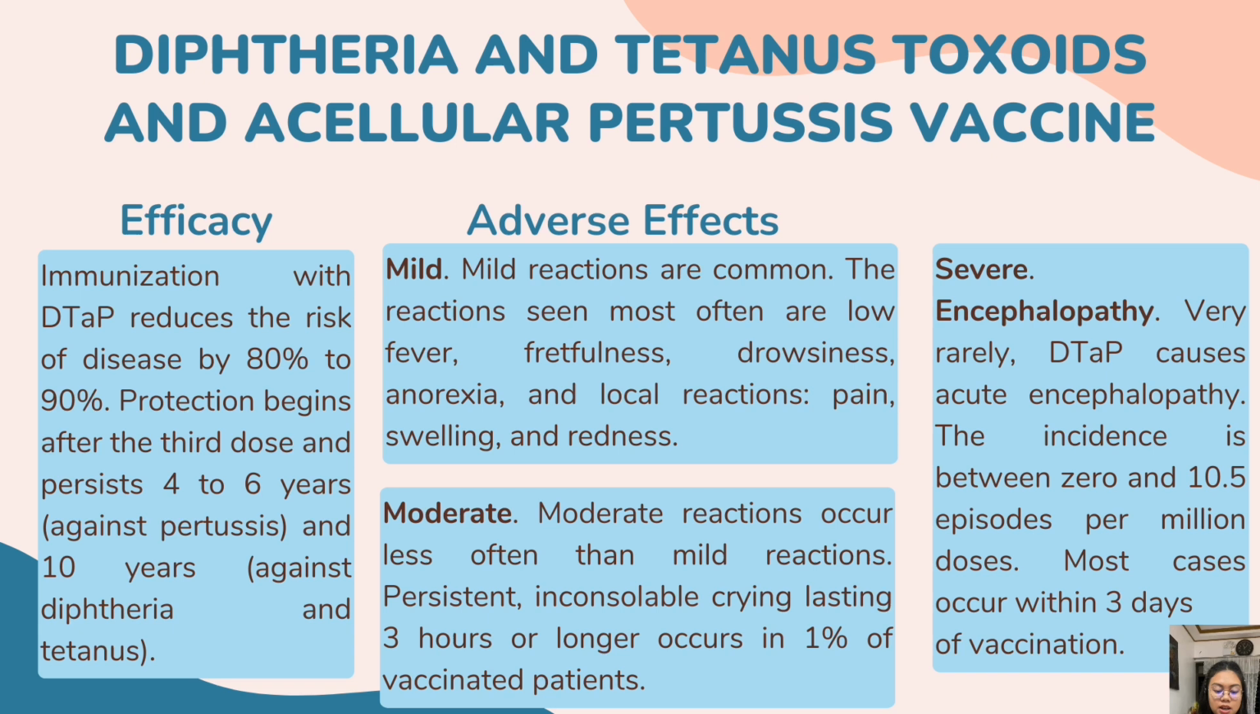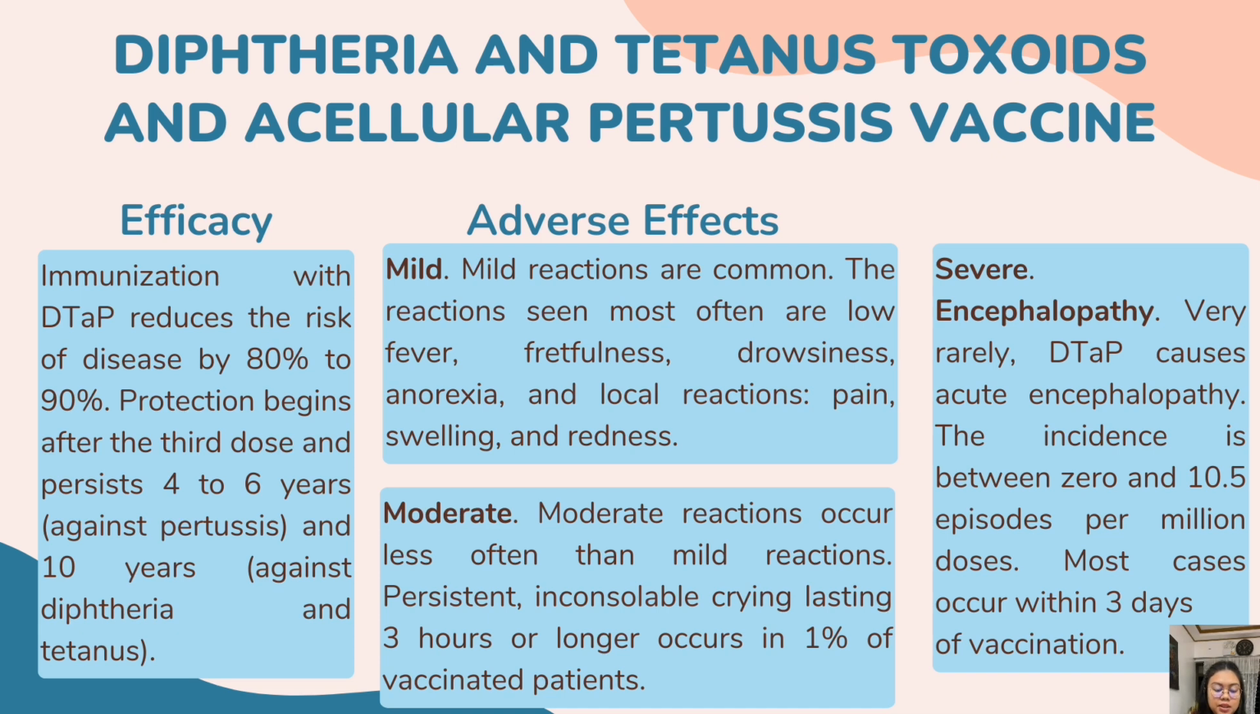Moderate effects occur less often than mild reactions. Persistent, inconsolable crying lasting 3 hours or longer occurs in 1% of vaccinated patients. And lastly, the severe effects, or the encephalopathy. Very rarely, DTaP causes acute encephalopathy. This incidence is between 0 and 10.5 episodes per million doses. Most cases occur within 3 days of vaccination.